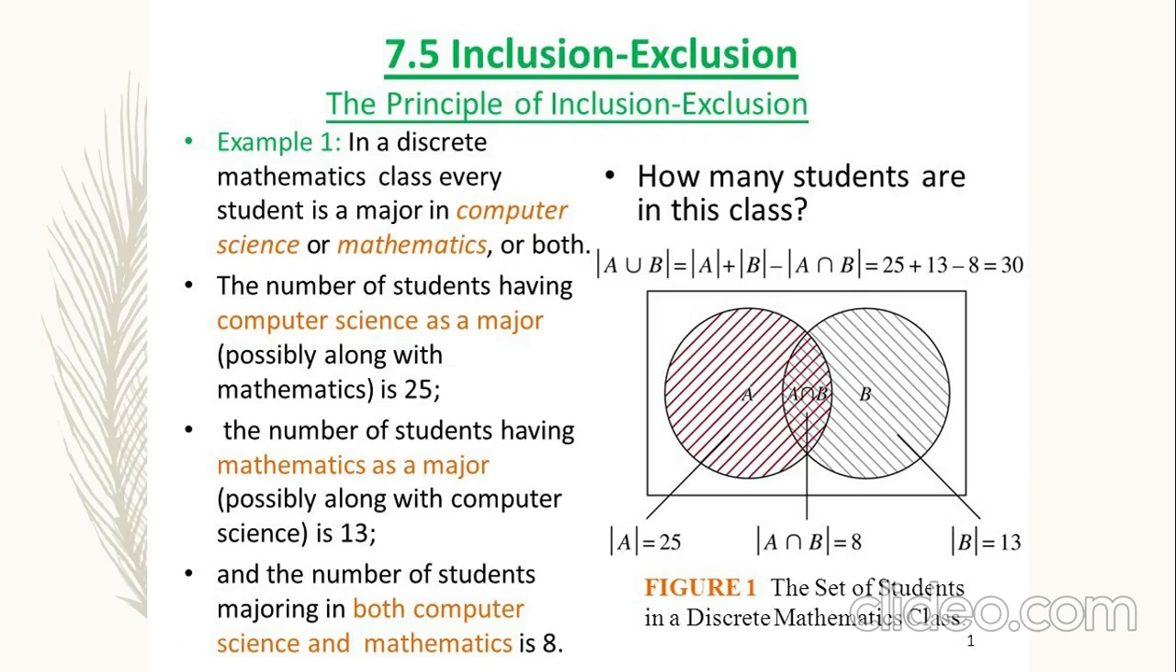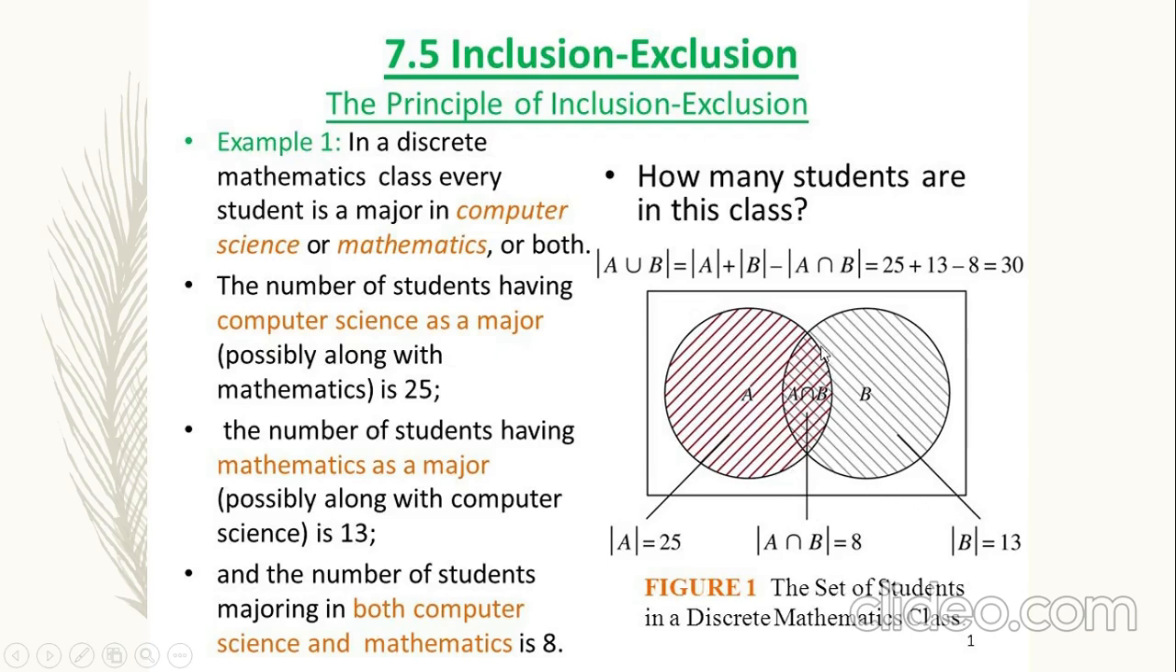These are the number of students having computer science as a major. So there are 25 students in it. Okay, set A. For set B, these are the number of students having mathematics as a major. So there are 13. But there are students that are majoring in both computer science and mathematics, and there are 8.